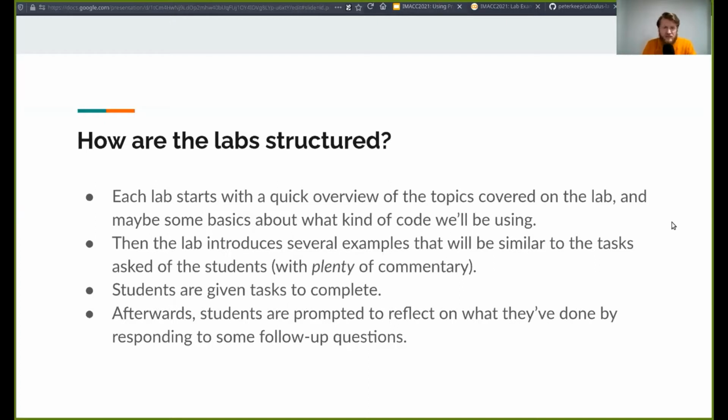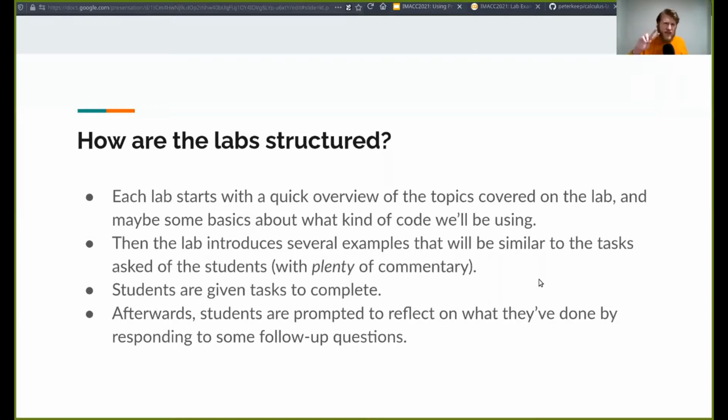It's not always right at the beginning, but I try and give them a lot of commentary on the types of code and also commentary on the types of examples that we're going to be doing. Whether we're looking at limits graphically or playing with Riemann sums or something like that, I normally will introduce several examples of almost exactly the types of things that they're going to be doing.